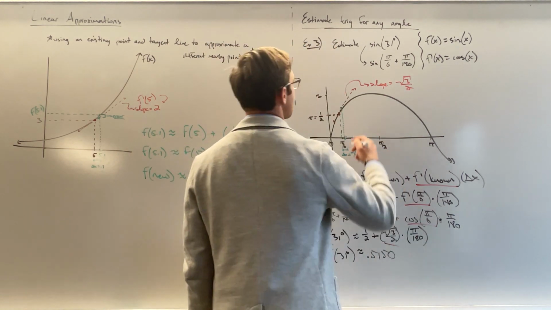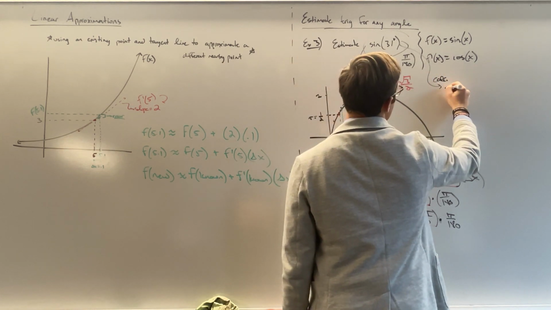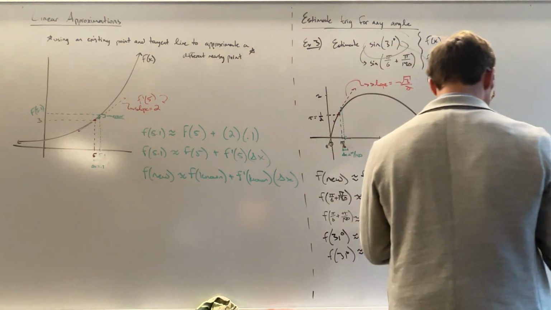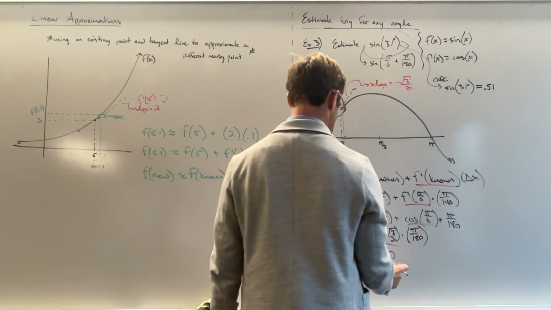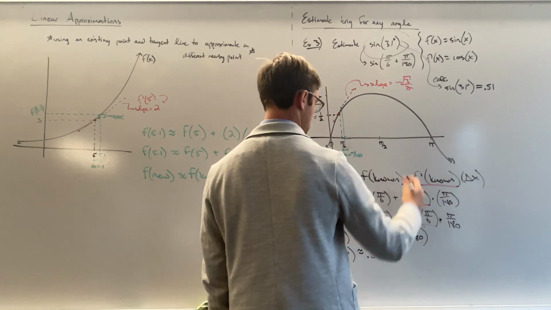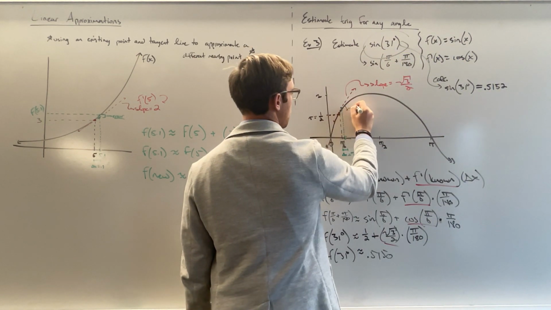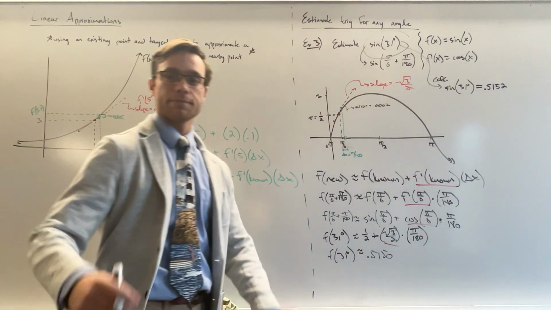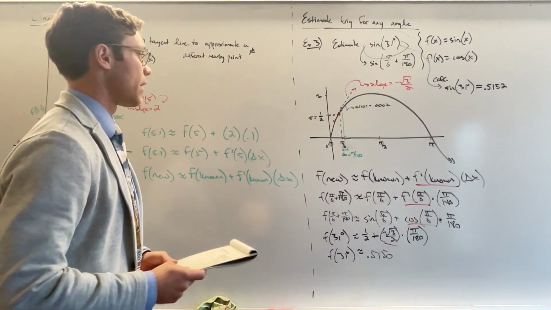so we know that regular old sine of 31 in a calculator, sine of 31 degrees, make sure your calculator's in degrees, is 0.5152. Okay, so now your error is 0.0002. All right. And that gives us what we want. Okay, this gives us the error.